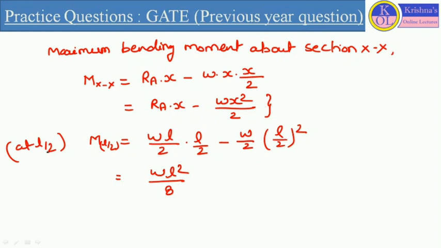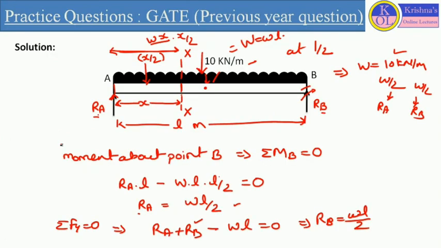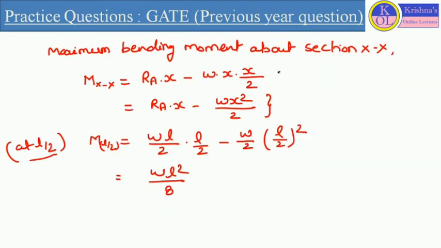Now if we want to define the maximum bending moment, we generally consider it at half of the distance, at L by 2, for this particular case of a simply supported beam subjected to a uniformly distributed load. So in place of x, we will write L by 2. Ra value we have is WL by 2 and x is L by 2. So we put all these values here, and the final value we get for maximum bending moment is WL square by 8.